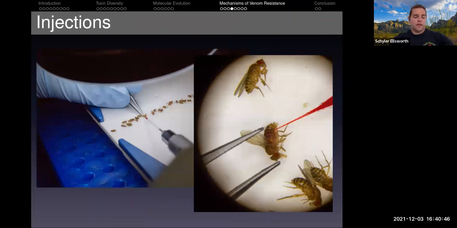So this led to me injecting a lot of fruit flies. Like I said, each experiment that I did, I injected 600 fruit flies, which took me about 3 hours to do, where I would sit under a microscope for 3 hours and inject fruit flies one by one, like is shown here.